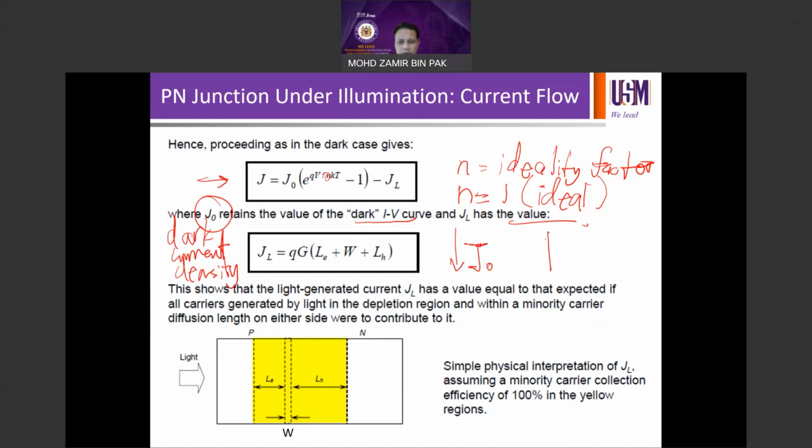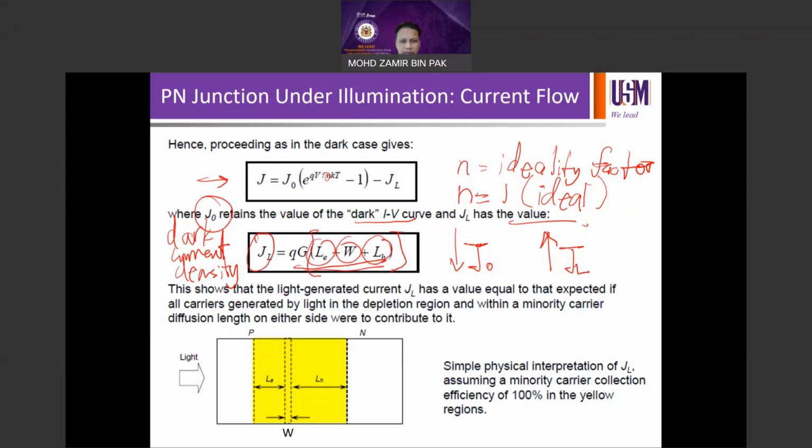Minimize J naught, you want to maximize JL in order to produce maximum photocurrent from your diode, right? So JL is given by this equation: Q times generation rate times your LE, diffusion length of electron, plus the width of the depletion region, plus, this is distance dimension, right? Distance in dimension. So plus diffusion length of hole.